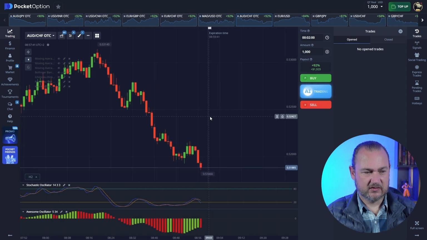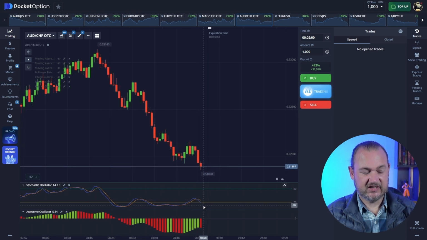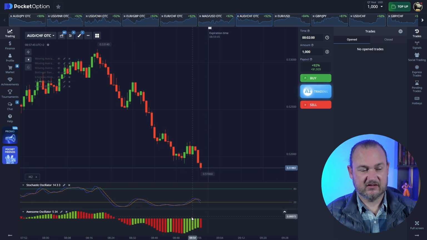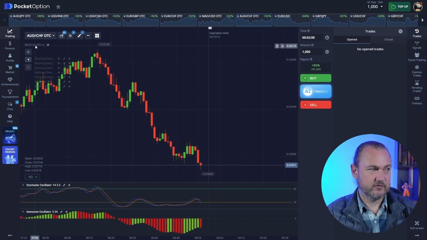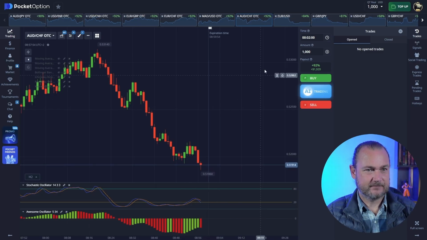We're just going to wait for the close of this candle. We can see that the stochastic is moving into the oversold area. The histogram, this Awesome Oscillator's histogram, is turning red as well. This is the setup we're looking for. I'm going to wait for the close of the candle and just get in. There we go.